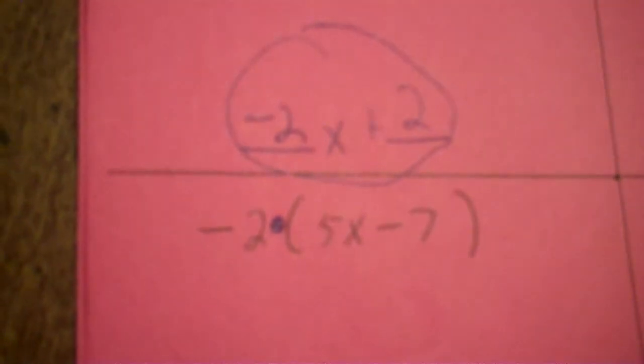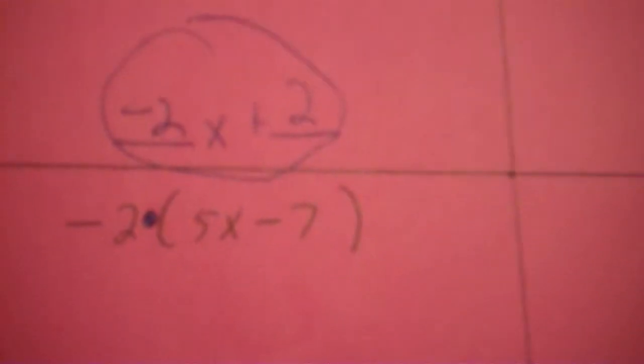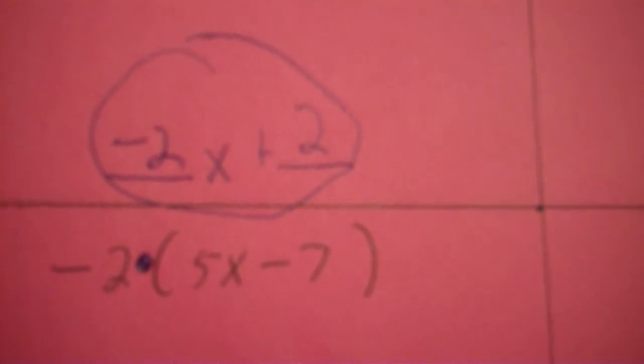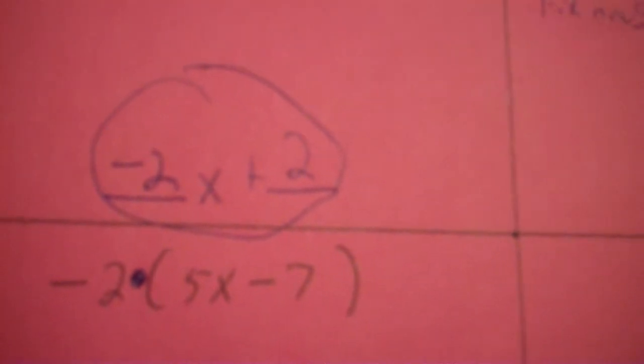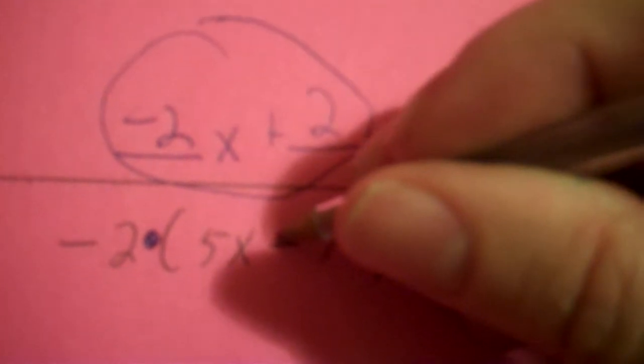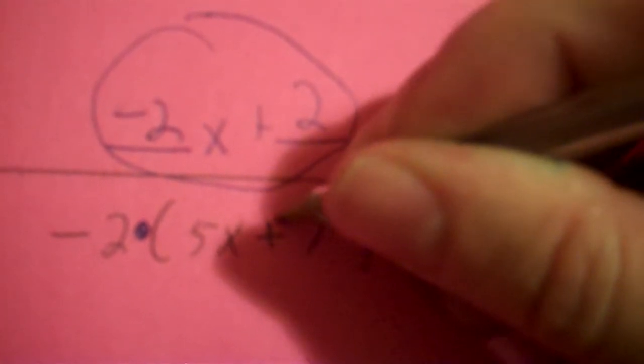Okay, next problem. Dots. Well, I got this parentheses with a negative 2 outside, so there'd be a dot there. That's the only place. Fix the minus signs. So we got negative 2 times 5x minus 7. So I said minus here, so we're going to switch that to adding negative 7.